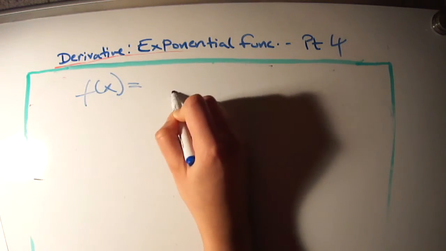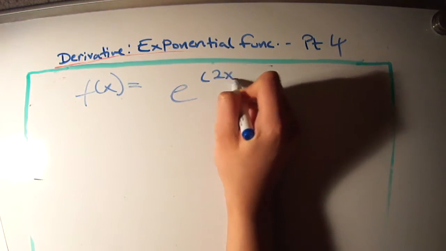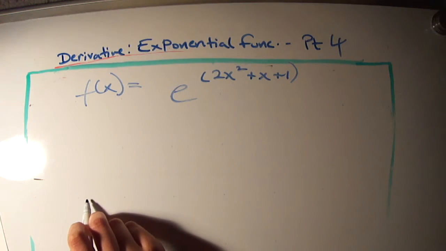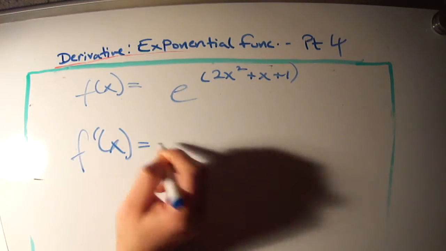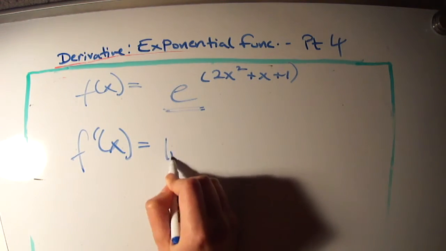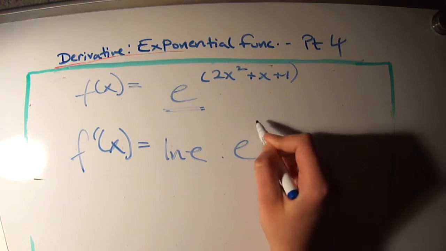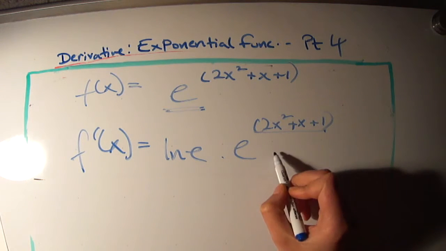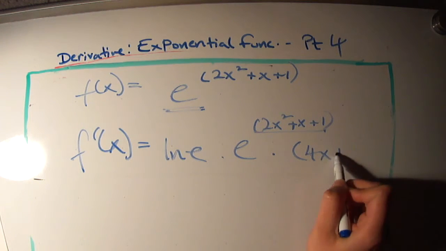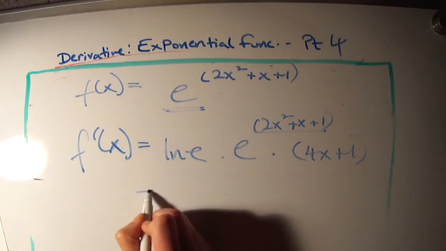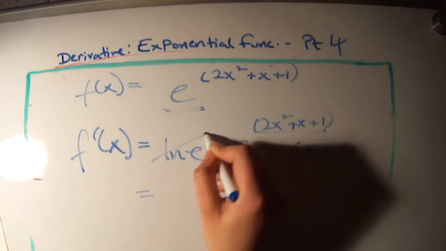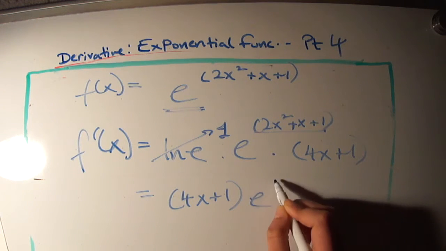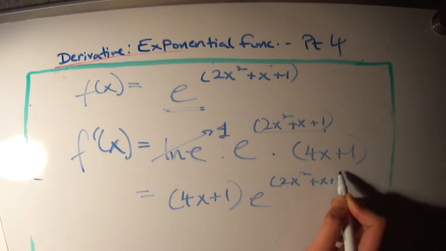f of x equals e to the 2x squared plus x plus 1. Again, this is actually pretty simple. You take the derivative of the base, which is ln of e, into e to the 2x squared plus x plus 1, then the derivative of this term, which is 4x plus 1. So you would just write it in a prettier format because this is again 1, so you would just write 4x plus 1 into e to the 2x squared plus x plus 1.